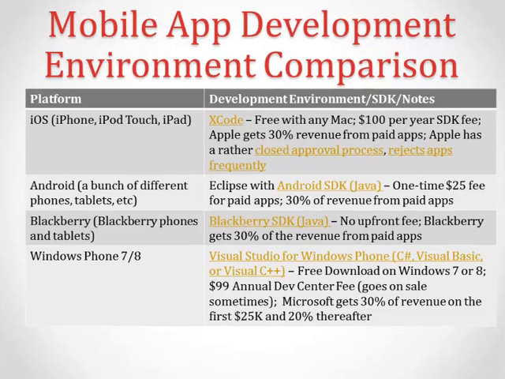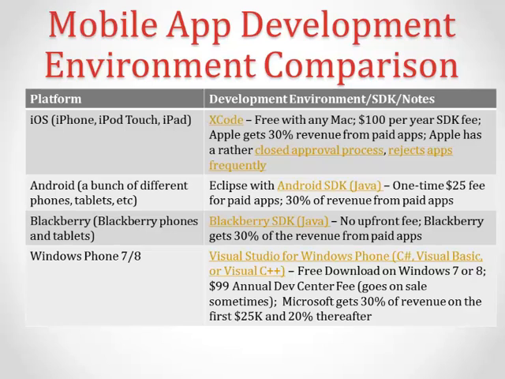Now, if you're going to get into developing on each of the platforms, here is the development environment as well as other things that you need to know about that platform. So, if you want to take a stab at the best paying of all the platforms and be an iOS developer, you're going to need Xcode, which is free with any Mac. There is a $100 per year SDK fee. When you sell apps, 30% of the revenue from paid apps goes directly to Apple. That's their cut. And you'll see that everybody else is doing this too, except Microsoft is trying to differentiate and be clever. We'll get to that.